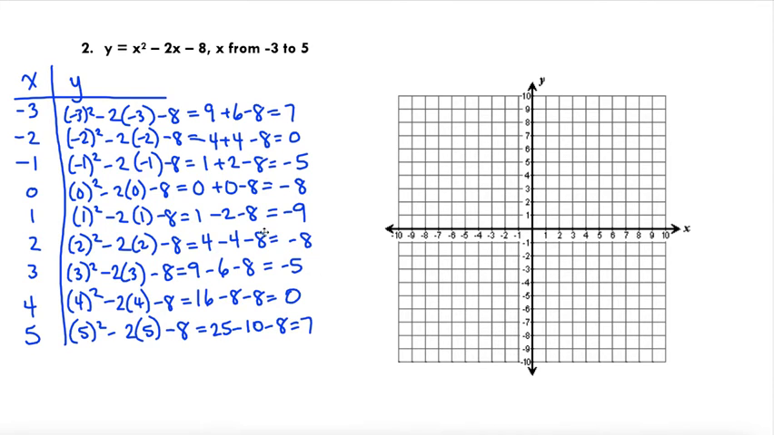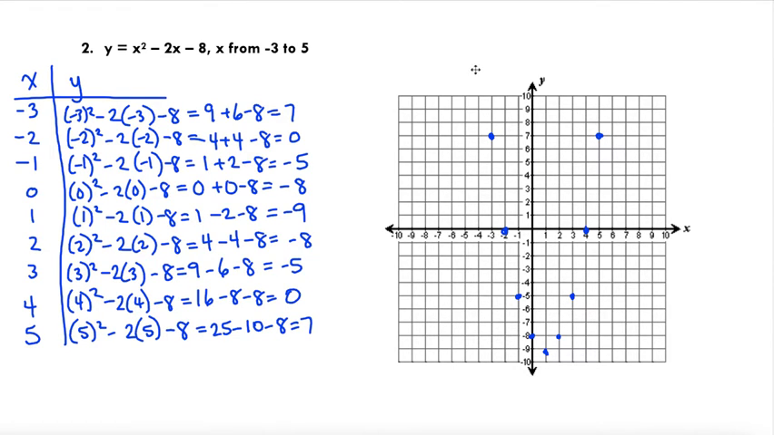All right, so let's go ahead and plot those points. So we have negative 3 and 7, negative 2 and 0, negative 1 and negative 5, 0 and negative 8, 1 and negative 9, 2 and negative 8, 3 and negative 5. We have 4 and 0, and we have 5 and 7.